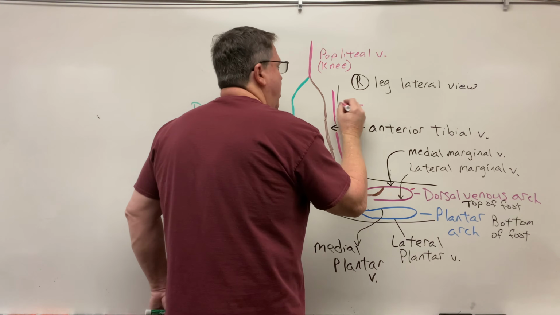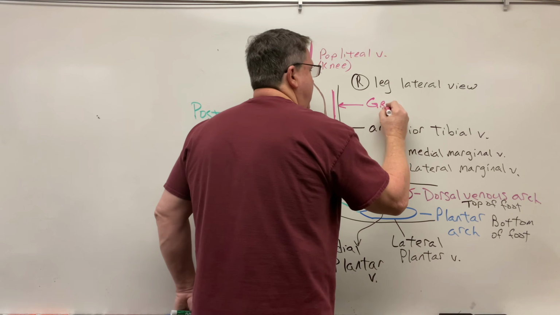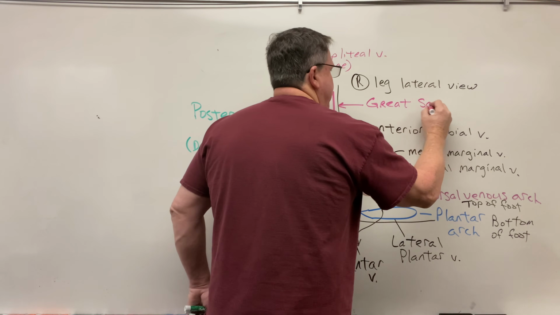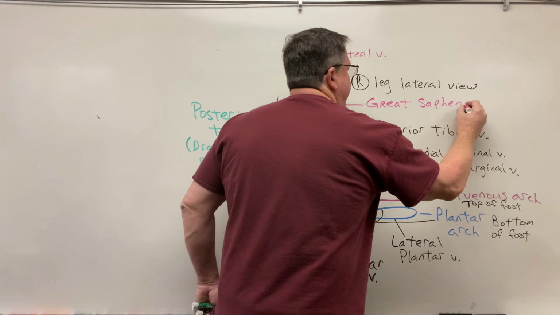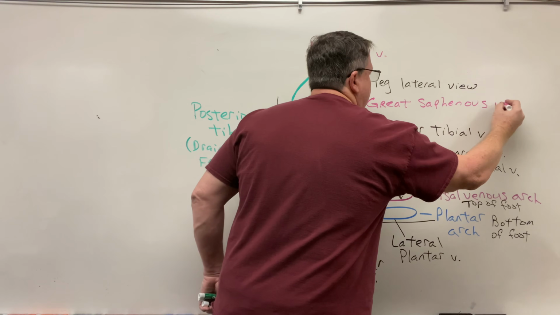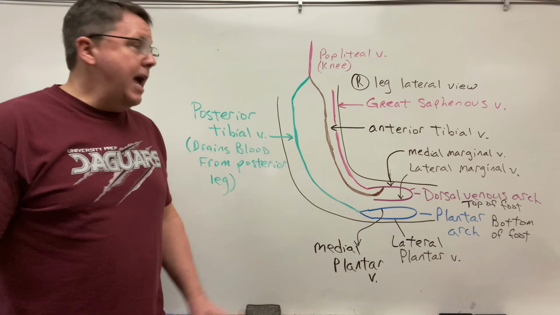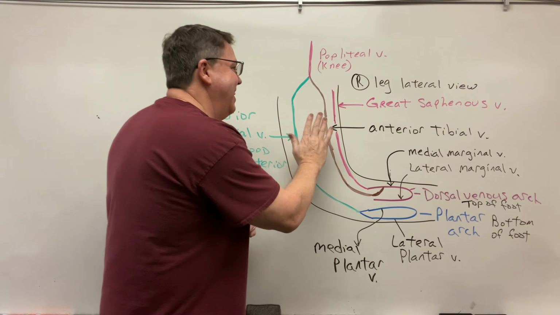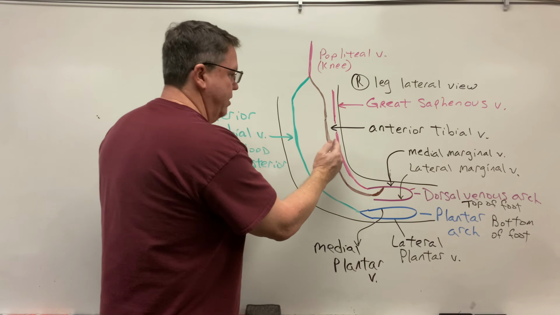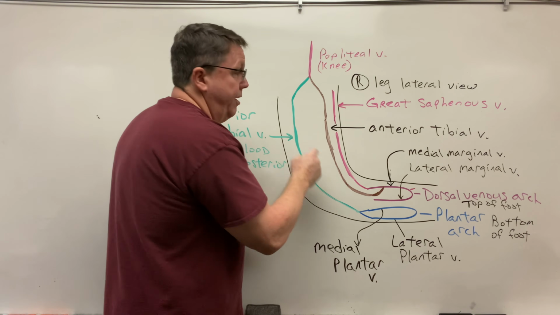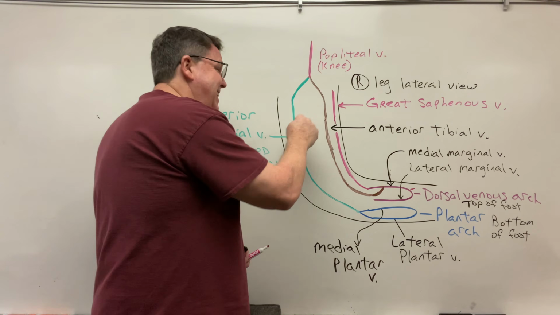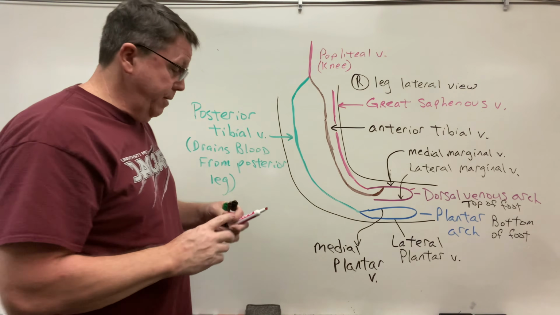And it is called the great saphenous vein. Now, the thing about this is my great saphenous vein actually goes medial. So it actually would be on the medial side of this leg. Even though it looks like it's anterior to the anterior tibial vein, it's actually on the other side. I'm going to draw this differently in just a minute.